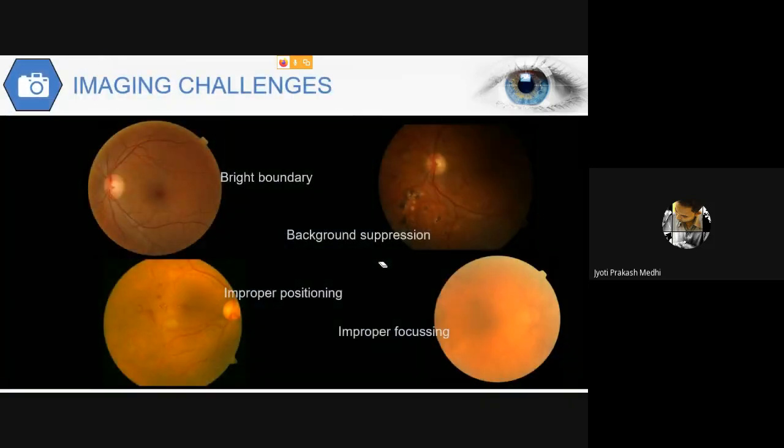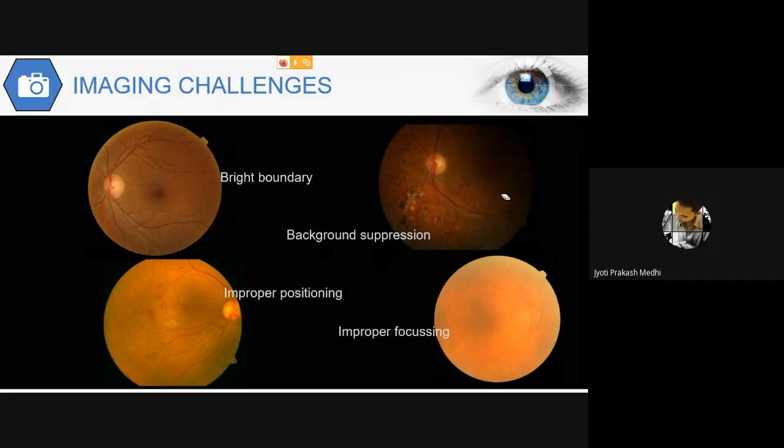Then other challenges arise while obtaining the images. As we can see here, there are various issues related to fundus images, as shown. For example, in the first image, you can see the presence of a bright boundary due to improper camera flash. Then the second case is background subtraction. This also arises due to improper flashing of the camera light.